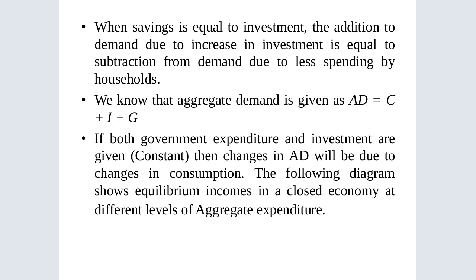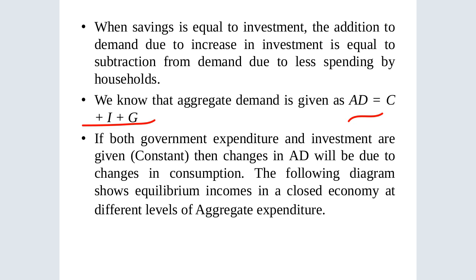Now, when savings is equal to investment, the addition to demand due to increase in investment is equal to the subtraction from demand due to less spending by the households. So if we know that the aggregate demand is given by C plus I plus G, where C is the consumption by households, I is the investment by firms, and G is government consumption.